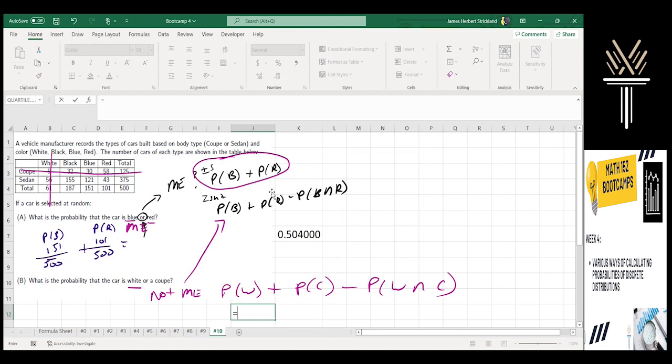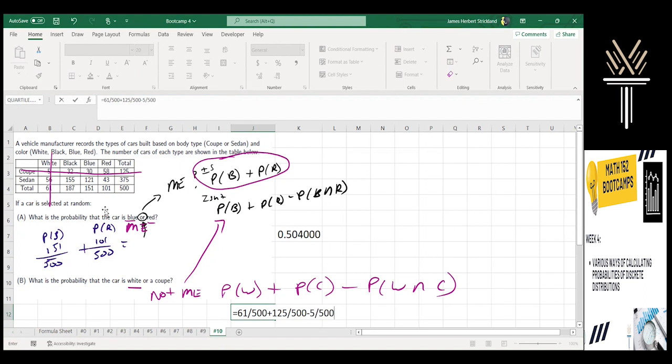So white is 61 out of 500. Probability of a coupe is that in there, the 125. So plus 125 out of 500. And we need to minus where they overlap. And they literally are crossing right there at the 5. There are 5 cars that are white and coupe. So 5 out of 500.